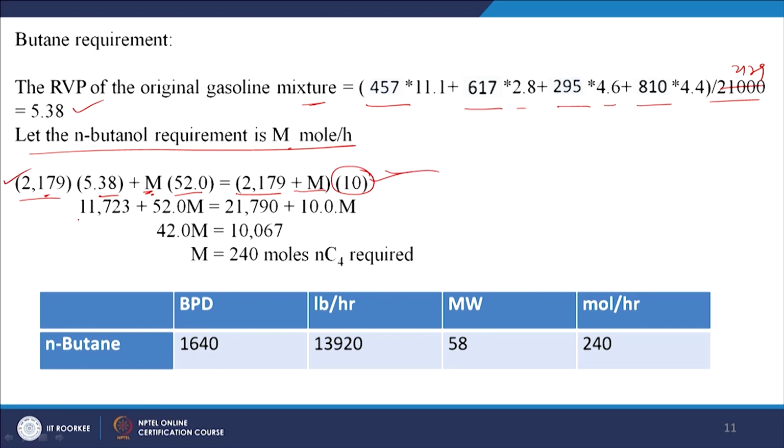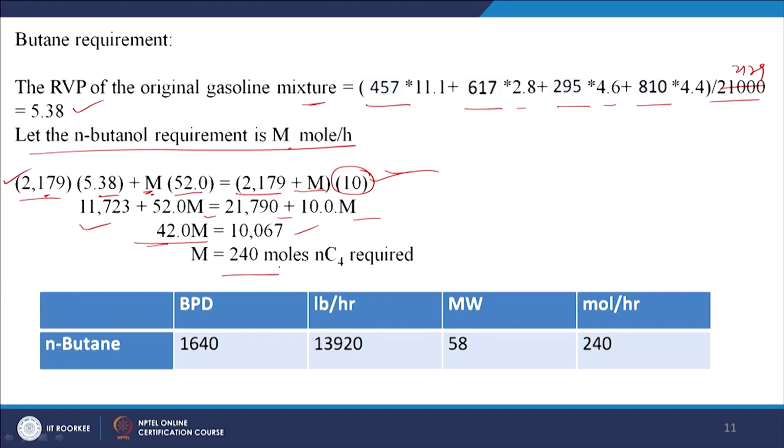So, from these expressions by summarizing we are getting this plus this equal to this plus this, rearranging this m we are getting 42 m is equal to 10,067. So, m is this divided by 42. So, 240 moles of normal butane is required.